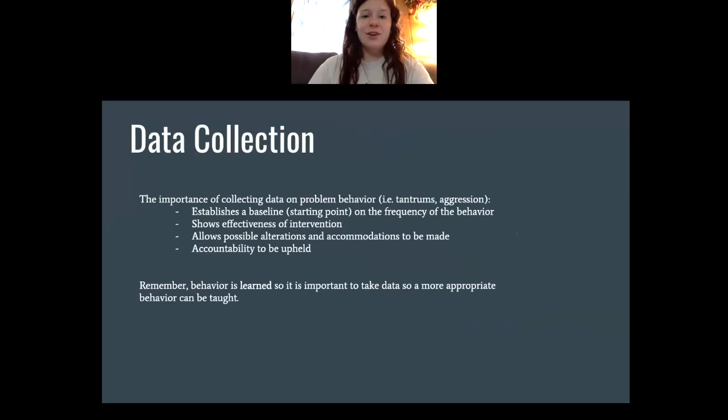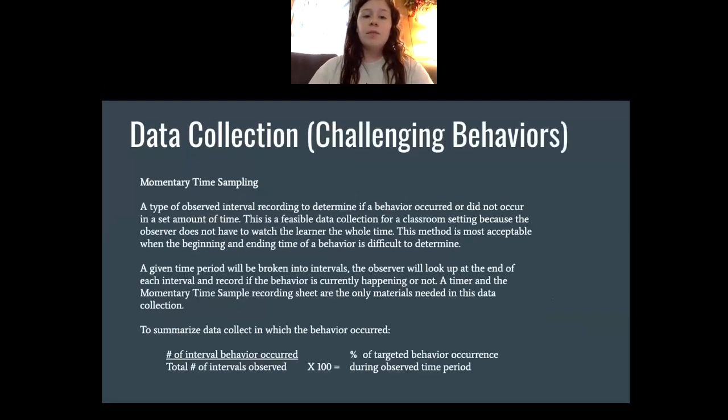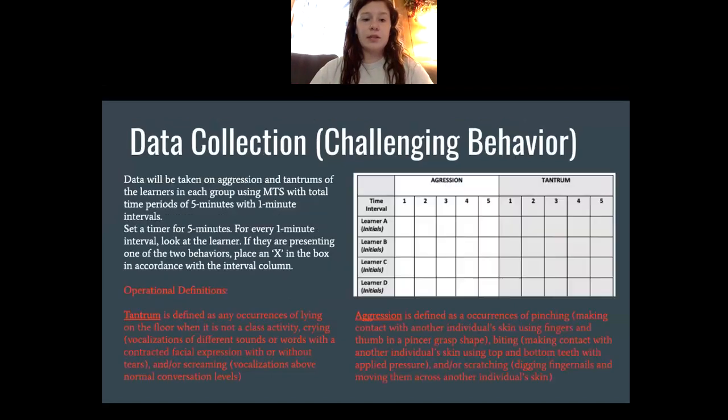Data collection. So in the field of ABA, data collection is very important. We use it to establish our starting point of where our behaviors are, and it helps us determine whether our intervention is effective or not and whether we really are seeing behavior reduction. So we will be doing momentary time sampling. We find this to be most appropriate for teachers. So what will happen is, let's go to the data collection page.